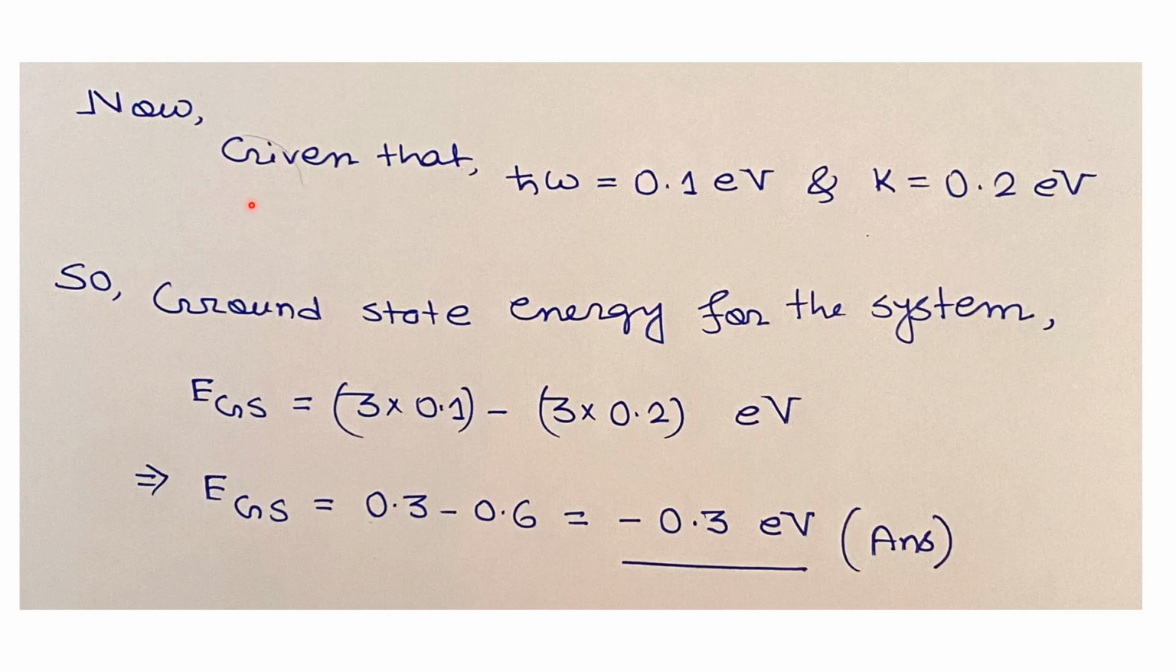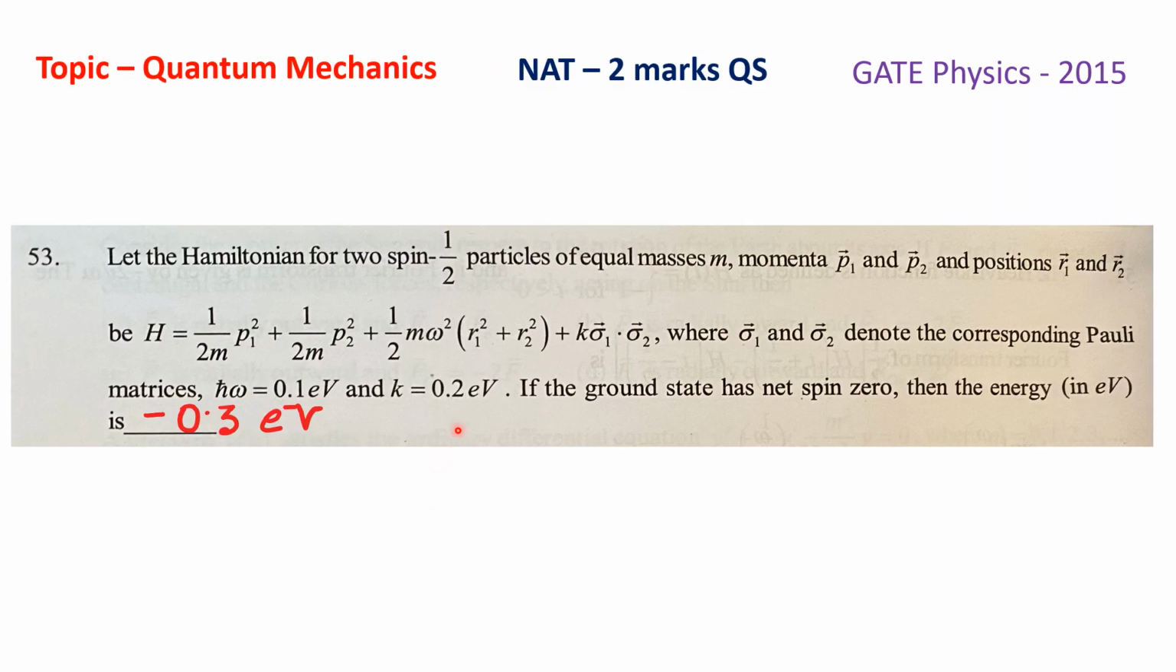Now it is given that h cut omega equals 0.1 electron volt and k equals 0.2 electron volt according to the question. So we put these values in the ground state energy eigenvalue. We get the ground state energy E_GS equals 3 times 0.1 minus 3 times 0.2 electron volt. So effectively we get the final answer, that the energy eigenvalue of the system is minus 0.3 electron volt. So for this given Hamiltonian, the ground state energy will be minus 0.3 electron volt.